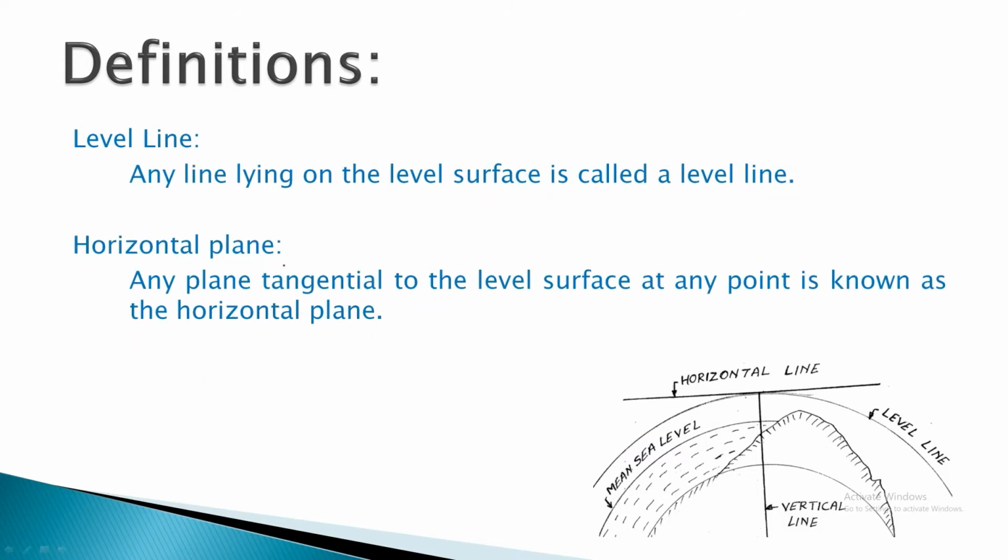Now what is the level line? As we already know what the level surface is, any line which is present on this level surface is called the level line. Horizontal plane: you can see this is the horizontal plane, and it is tangential to the level surface, and also perpendicular to the vertical line. So any plane tangential to the level surface at any point is known as the horizontal plane. This is the horizontal plane.